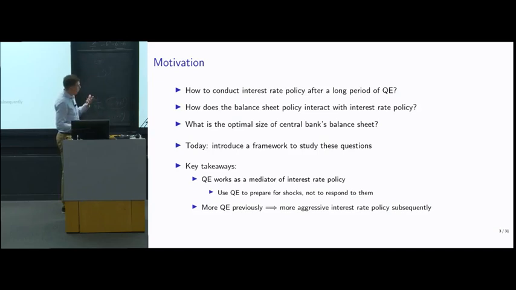And the way QE moderates this interest rate policy is that if you have expanded your balance sheet a lot, if you have done a lot of QE previously, you put yourself in the position when you need to conduct the conventional interest rate policy much more aggressively going forward. So the QE that you had done in the past affects how you should set the interest rates going forward. And in some sense, this very large central bank balance sheet makes the interest rate policy less effective, and that's why you have to be more aggressive to achieve the same target.